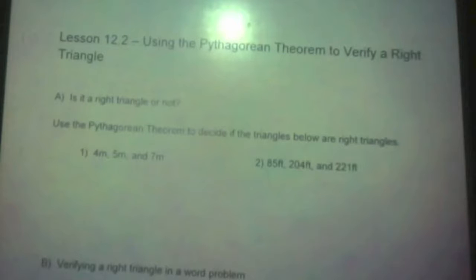Day 3 of the Pythagorean Theorem. We're getting close to wrapping up chapter 12.